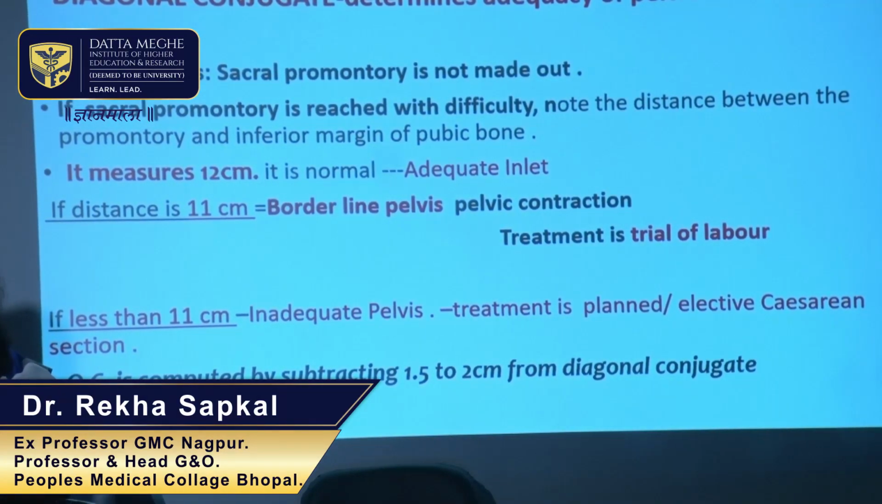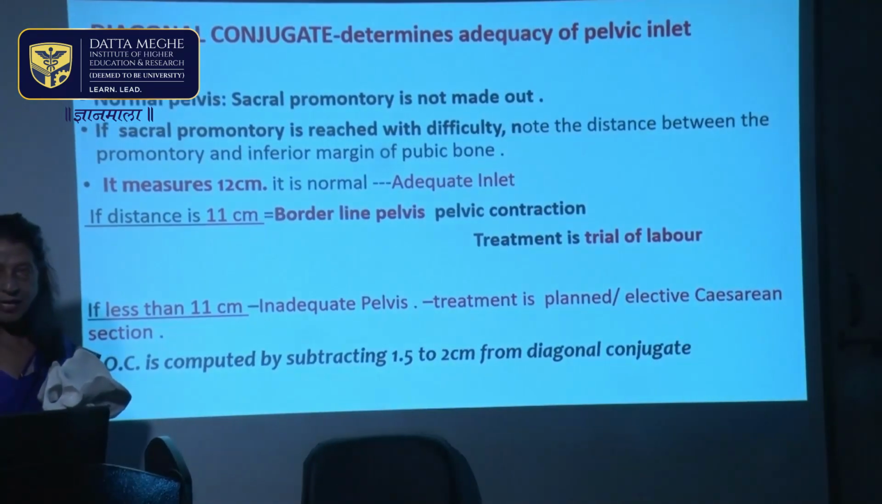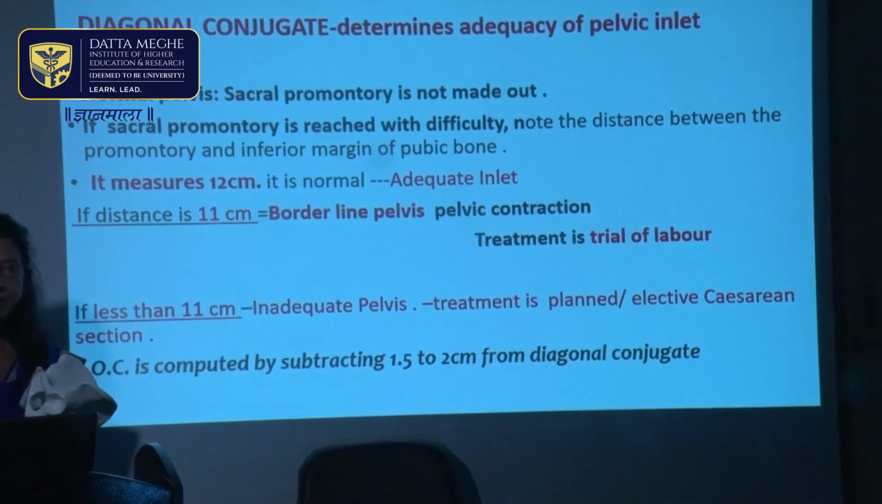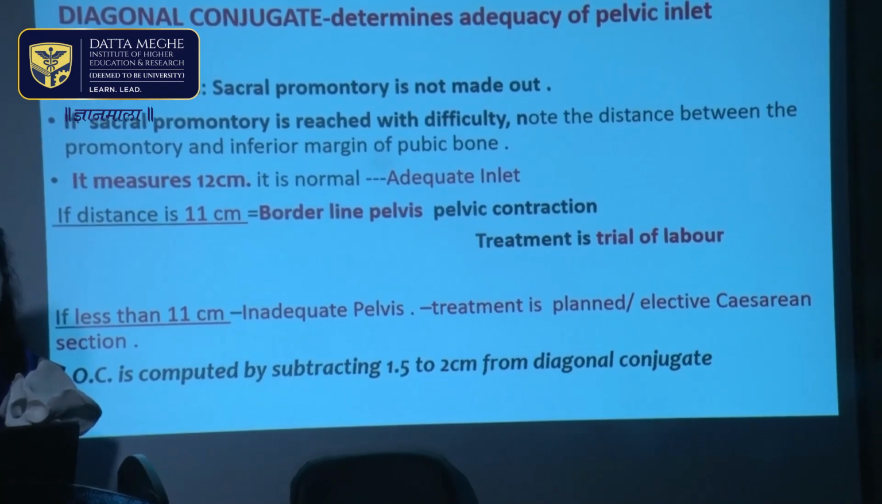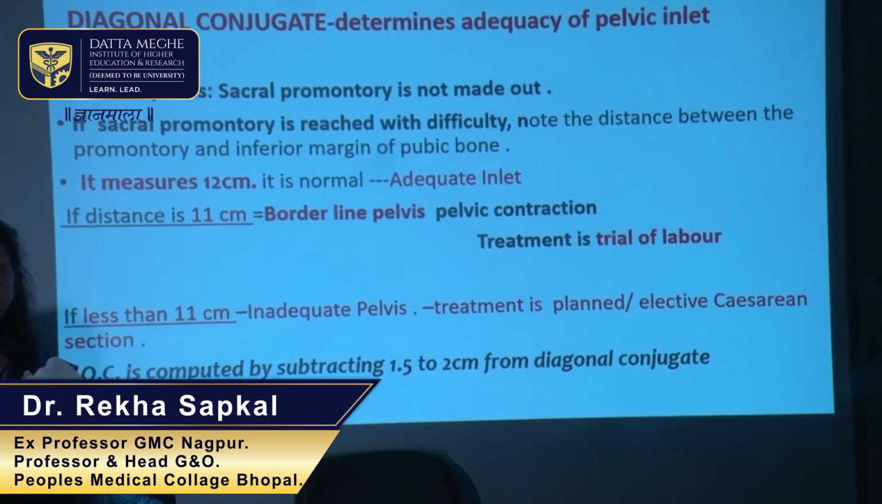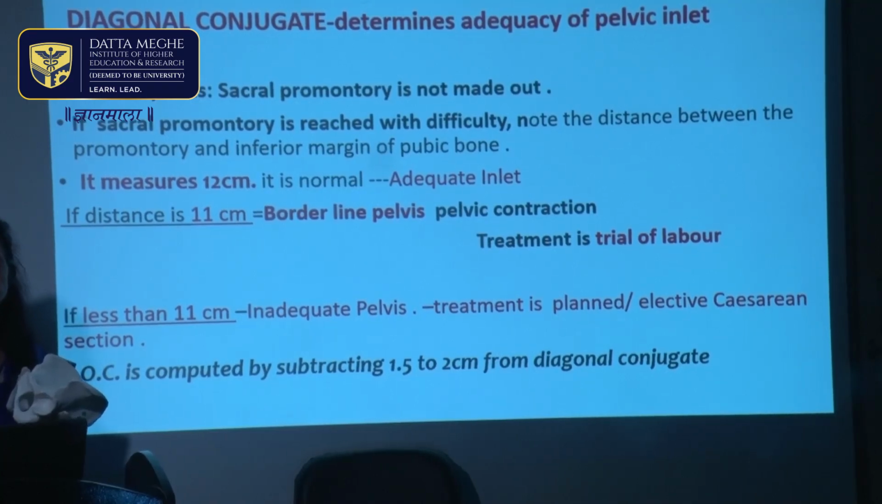We have learned the obstetric conjugate is calculated by subtracting 1.5 centimeters from the diagonal conjugate. Okay. So, this is how our plan of treatment depends upon the measurement of the diagonal conjugate. Remember, if the diagonal conjugate is 11 centimeters, it is borderline pelvic inlet contraction and the treatment is trial of labor. If it is less than 11 centimeters, it is a major degree of inlet contraction, and the treatment is elective cesarean section, not emergency.